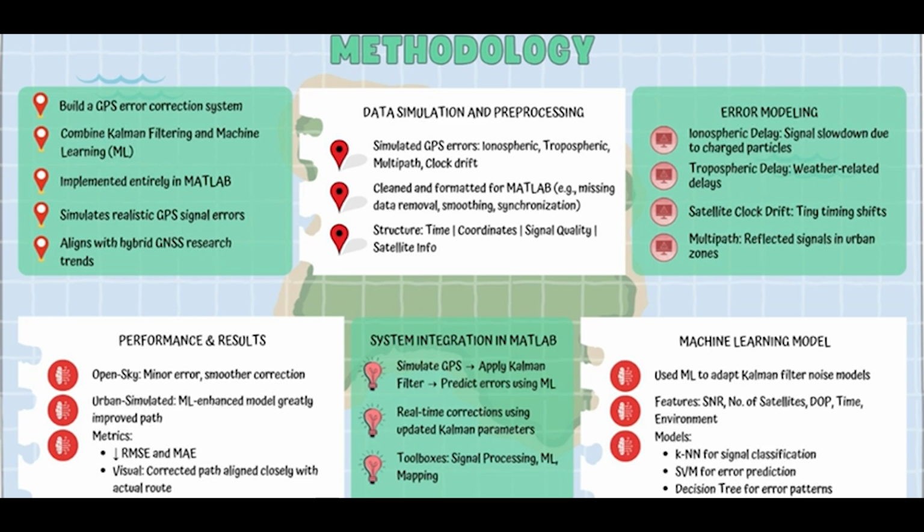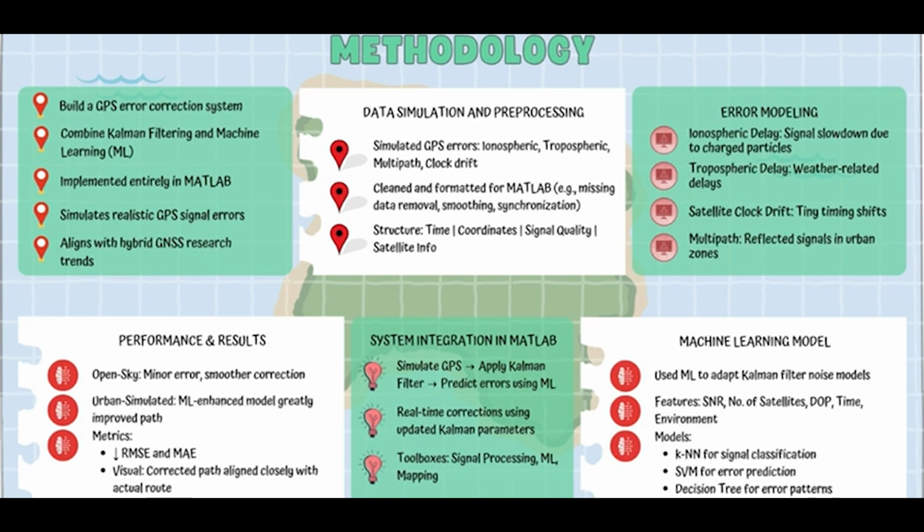As we know, GPS is widely used for navigation. However, in areas with interference like cities or dense environments, it often gives inaccurate positions. This happens due to signal delay, atmospheric conditions, or reflection from buildings. To solve this, we developed a system that combines Kalman filtering, which is a method for estimating accurate position, with machine learning, which helps the system learn and adapt to changing conditions. The goal is to make GPS data more accurate even in noisy environments.